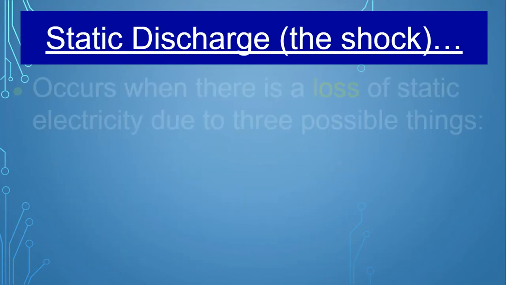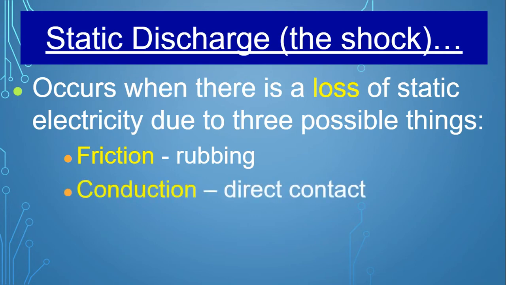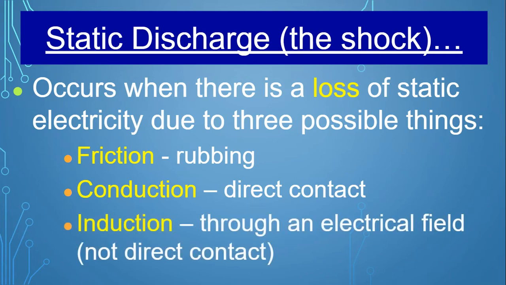Right, let's look at static discharge. Static discharge is that shock that you might be familiar with. Static discharge occurs when there is a loss of static electricity due to three possible things. Friction, either from two objects rubbing back and forth against each other. Conduction through direct contact, that's like when you touch the doorknob and then you get a little shock on your finger. Or induction through an electrical field, not direct contact.